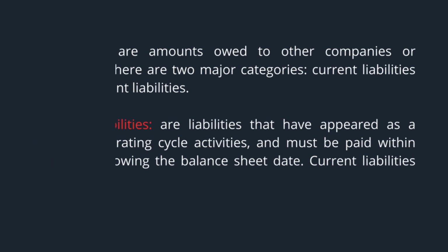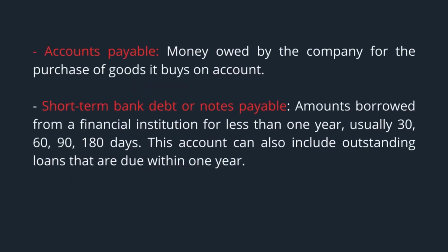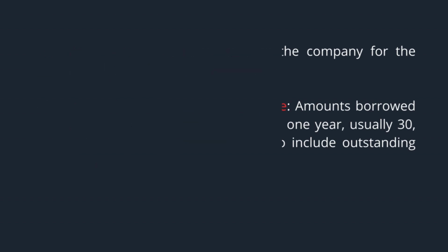Current liabilities include accounts payable, money owed by the company for the purchase of goods it buys on account. Short-term bank debt or notes payable: amounts borrowed from a financial institution for less than 1 year, usually 30, 60, 90, 180 days. This account can also include outstanding loans that are due within 1 year.